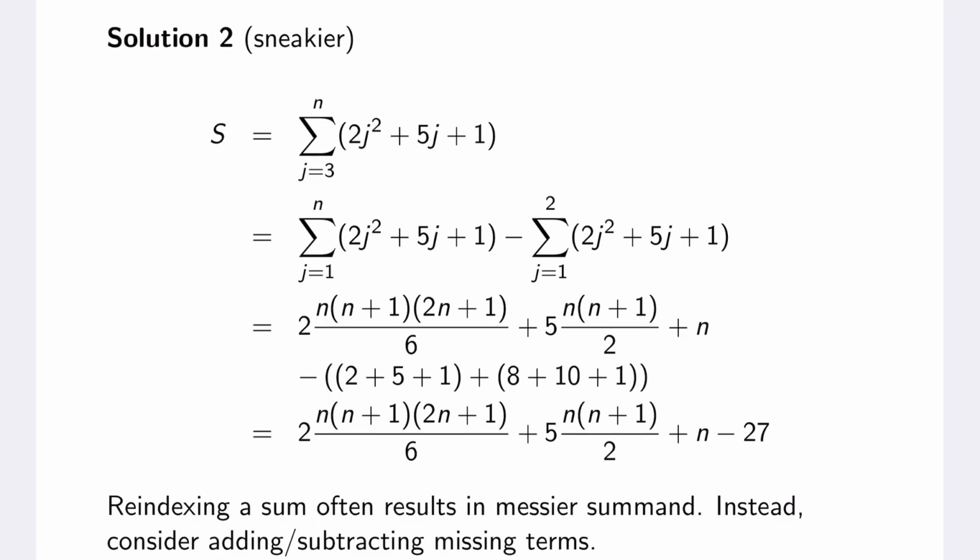Oh my gosh. Dang. So counting up from 1 instead of from 3 will introduce some terms that'll make the expression bigger than it was before. But now you can just counteract it by subtracting your expression from 1 to 2.